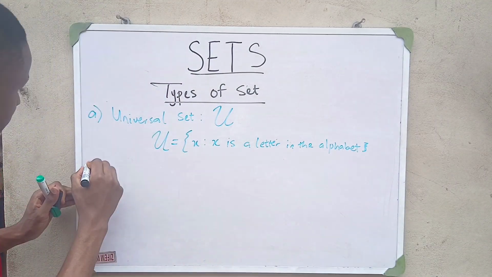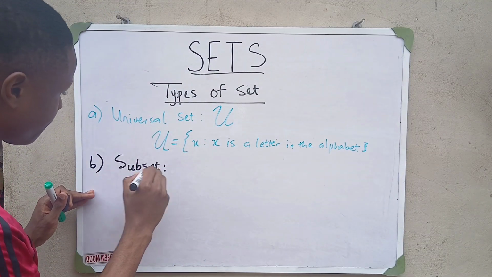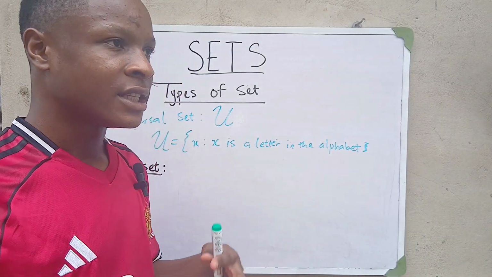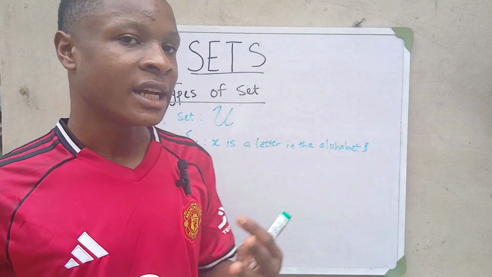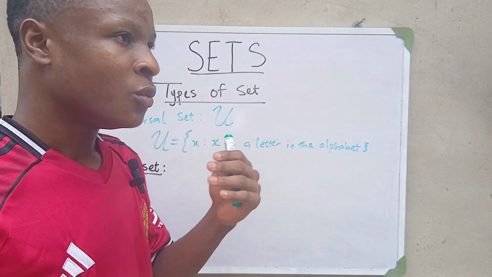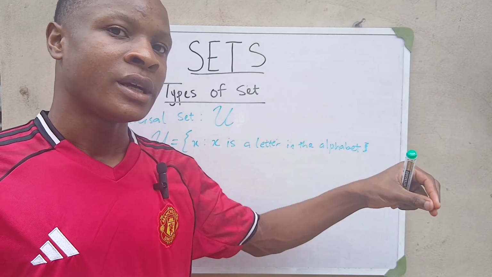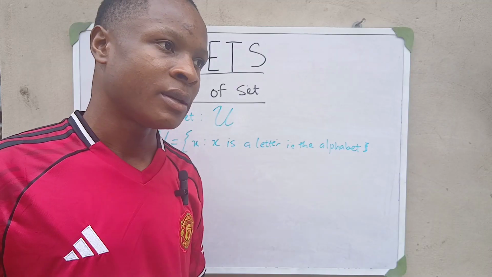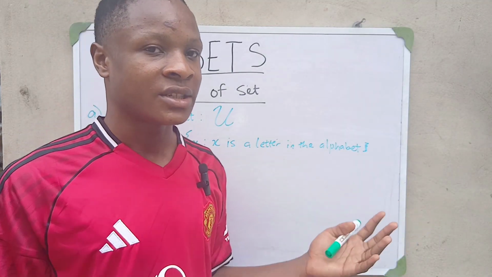Now we go to the next type of set, which is called the subset. A subset is a set that comes out from the universal set. So we mentioned earlier the set of letters of the alphabet. Subsets are those sets that we can bring out from the universal set. Like, we say the set of letters of the alphabet, we can bring out vowel letters, we can bring out consonant letters. So all these are subsets.